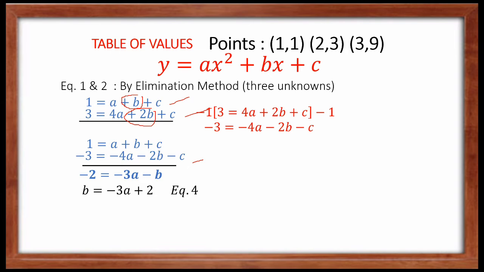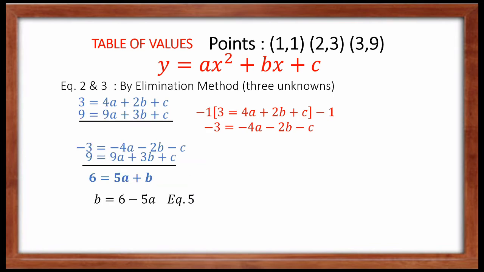Therefore, the value of B equals negative 3A plus 2. Meron na ngayon tayong equation number 4. Okay, let's continue. Ang ating second group naman, equation 2 and equation 3. Yun pa rin ang gagamitin natin, ang ating elimination method.